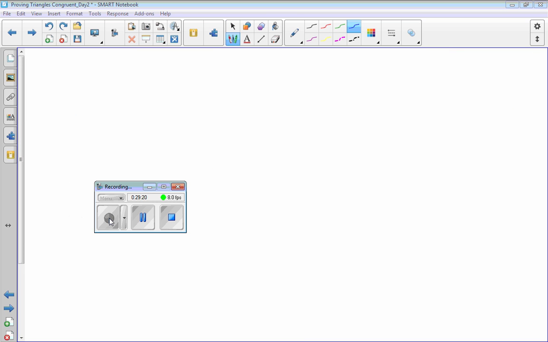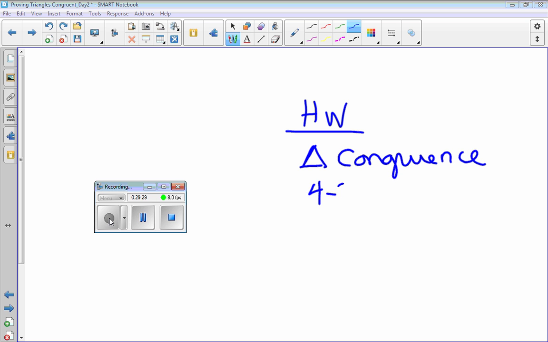So your homework is going to be the worksheet front and back. The triangle congruence worksheet, and on one side it says 4-2. So both of these are your homework. Okay?